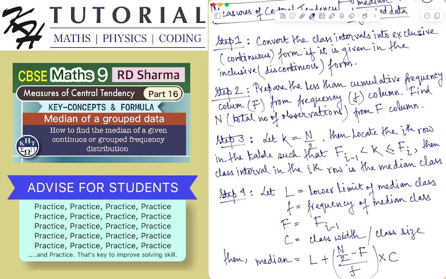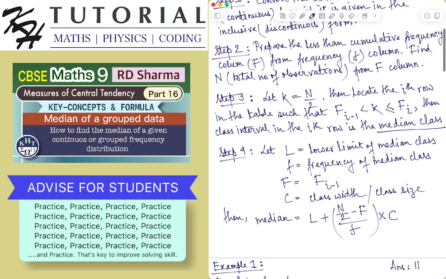Now once I have found the ith row, the class interval corresponding to the ith row is known as the median class. So basically in step 3 we are locating the median class. Okay. Now in step 4 we will actually calculate the median.